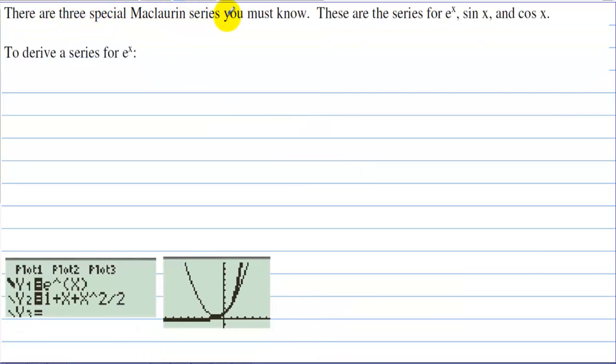There are three special Maclaurin series you must know. These are the series for e to the x, sine of x, and cosine of x. To derive a series for e to the x, we take the derivatives. So we have f of x is equal to e to the x, and if we evaluate that at 0 for the Maclaurin, we get e to the 0, which is 1. Then f prime of x is also e to the x, and evaluating at 0 is, again, 1. And then f double prime of x is equal to e to the x.